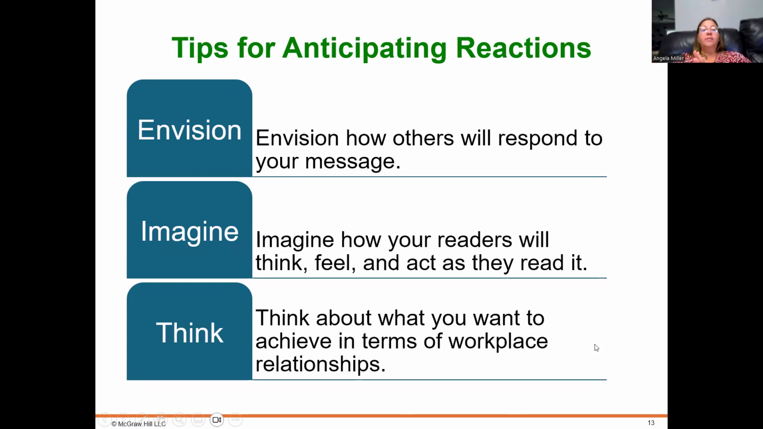All right, so a couple of tips for anticipating reactions. Really, what you're trying to do is think about how others are going to respond to the message that you put out there. You want to think about how the reader is going to think, how they're going to feel, and really how they're going to act when they read it.